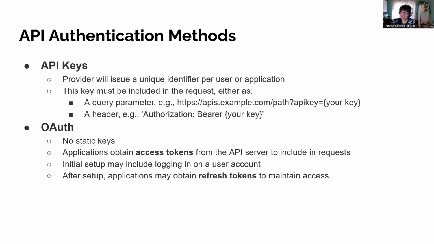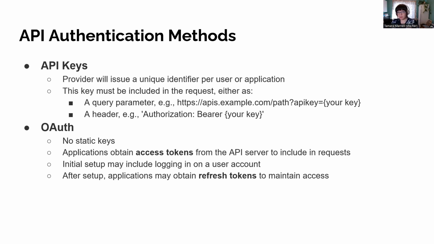And then the second way that APIs might authenticate people is through OAuth. So that's a protocol that is better long-term, but it's more of a pain to set up because you don't just get a static key that you can write into your code and include in everything. Instead, applications need to obtain access tokens from the server to include in requests.